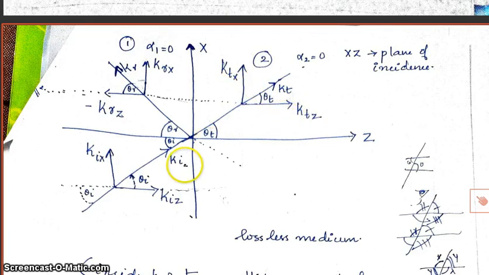Another point to be kept in mind is that the incident wave and transmitted wave will be along the same direction, but in the case of the reflected wave, the z component will change its phase. That is why here it is kiz and here it is minus krz. Okay.